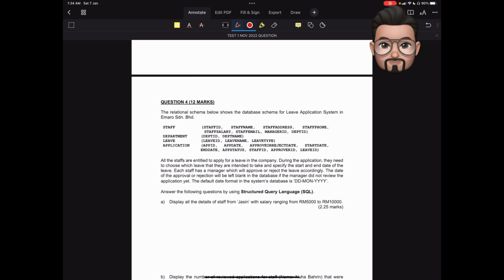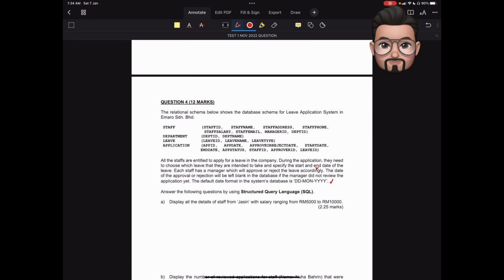Each staff has a manager who will approve or reject the leave accordingly. The date of the approval or rejection will be left blank in the database if the manager has not reviewed the application yet. The default date format in the system database is DD-MON-YYYY. So this is the default date format.